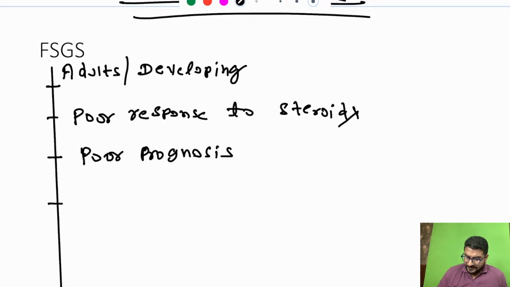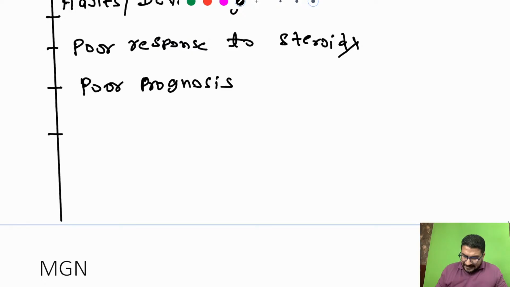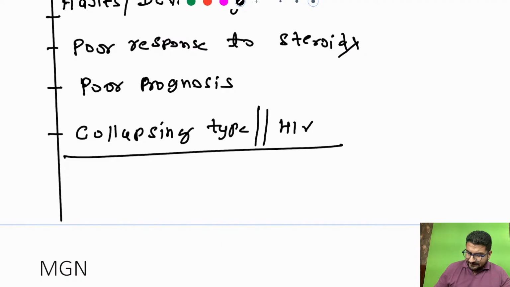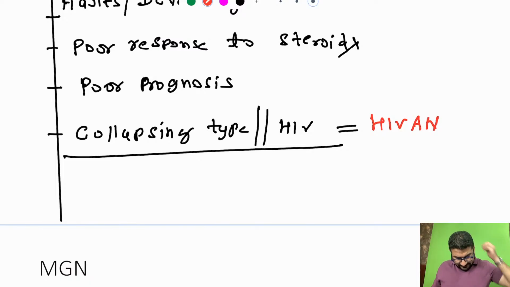Now understand, we have different types. इसके कई सारे types होते हैं, like nose tip type, perihilar type. But the type which is important is collapsing type. This is the most dangerous type. This collapsing type is seen in HIV patient, and we call this HIVAN. HIVAN means HIV associated.